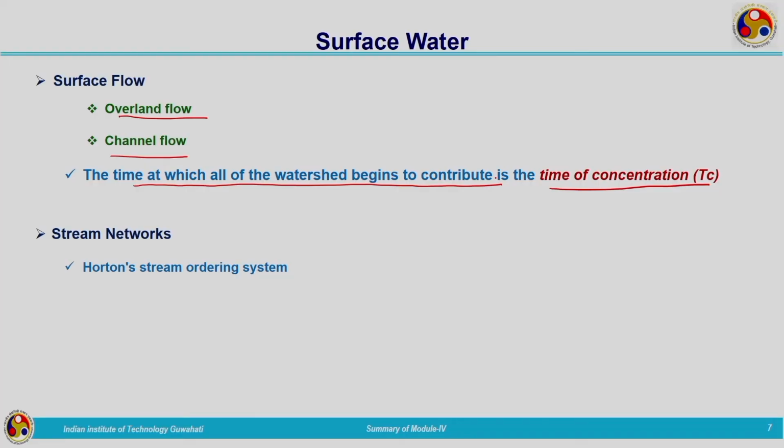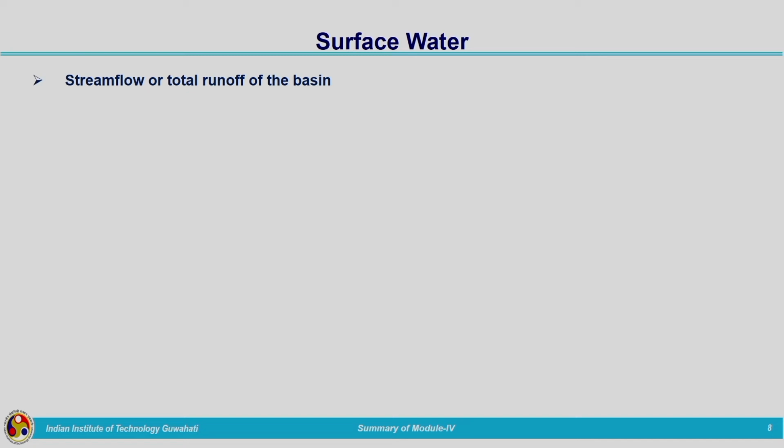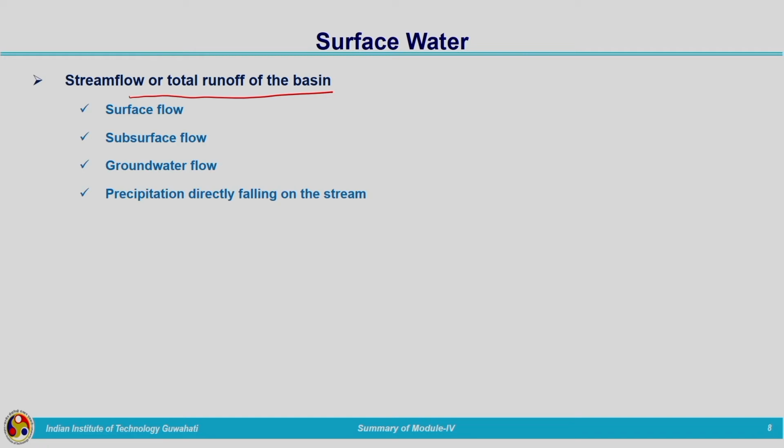After understanding overland flow and channel flow, we have moved on to stream flow or total runoff of the basin. This stream flow or total runoff consists of all these 4 components, that is surface flow, subsurface flow, groundwater flow, and also the precipitation directly falling on the stream. That is, surface flow is overland flow and channel flow combined together, and in subsurface flow, infiltration is taking place, and because of the gradient, interflow will start. That also will be contributing flow at the outlet. In addition to that, there will be contribution from groundwater also.